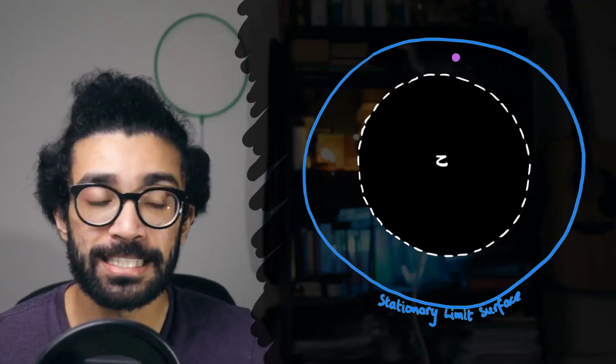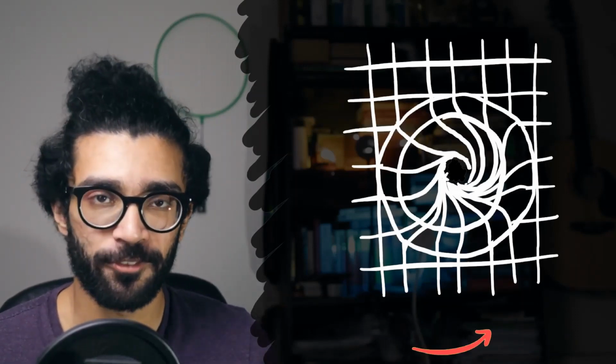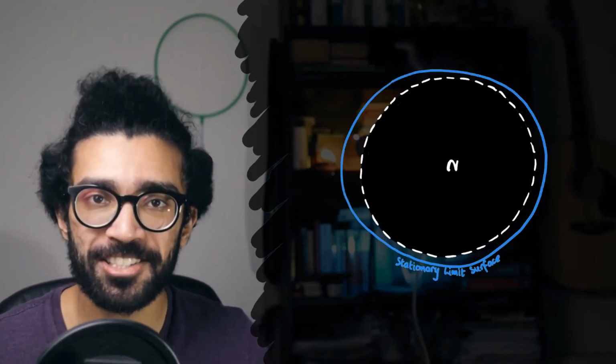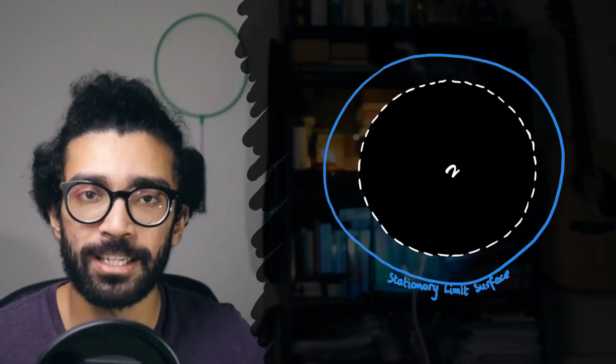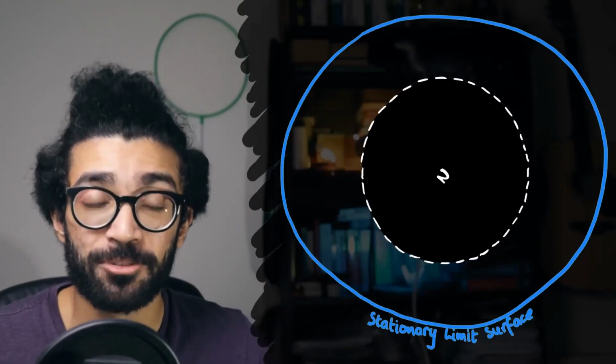This frame dragging effect is literally caused by the warping and bending of space-time around the black hole because it's rotating. As a black hole rotates faster and faster, the event horizon and the stationary limit surface separate out so we can actually see a region between them. This brings us onto another interesting point.